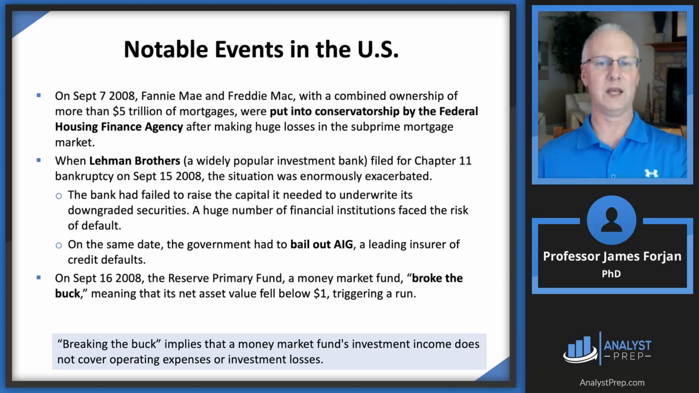really exacerbating the issue for the public, because it's one thing when government entities like Fannie Mae and Freddie Mac have difficulties, but then when this widely popular and successful investment bank has problems, and these problems stem from the consequence of failing to raise the capital that it needed, when Lehman Brothers failed, this had a dramatic impact throughout the entire economy. And then AIG needed to be bailed out by the federal government, and then there's the breaking of the buck that I talked about in a previous slide.